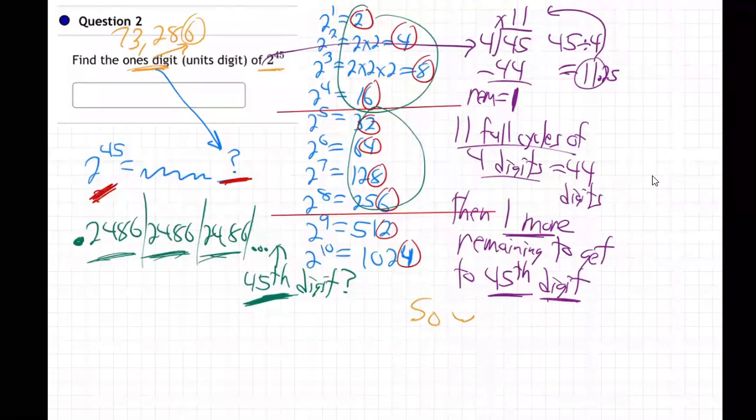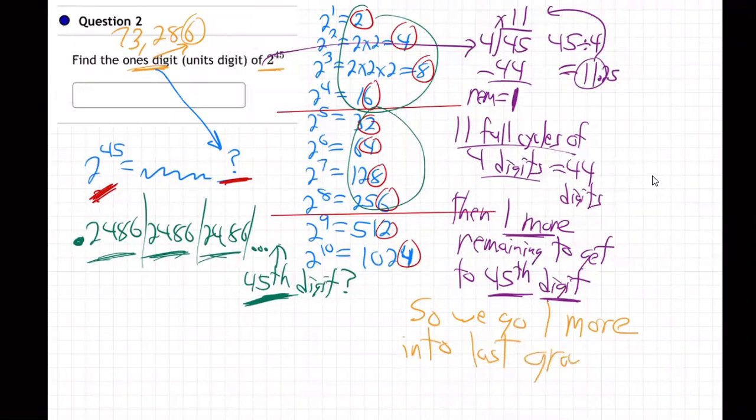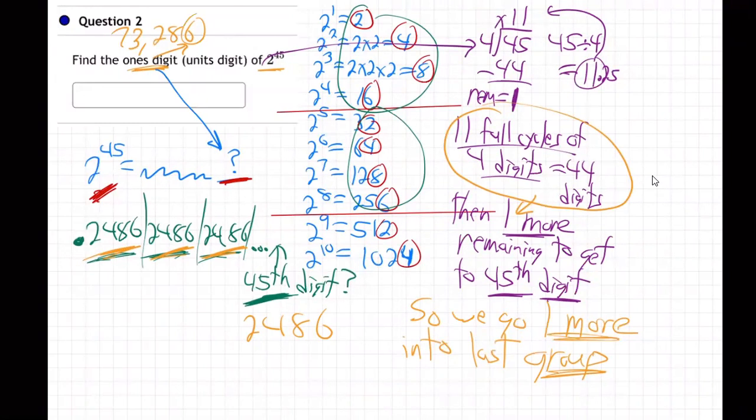So we go 1 more into the last group. For the very last group, the 2, 4, 8, 6, because it's 2, 4, 8, 6, 2, 4, 8, 6, 2, 4, 8, 6. There's 11 full cycles of that 2, 4, 8, 6 stuff, and then 1 more into the last group. So that, boom, 1 more into the last group, you'll end with a 2. Boom, we're done. That must be the answer. The ones digit for 2 to the 45th power has got to be a 2.